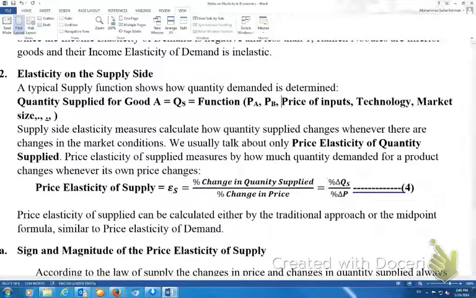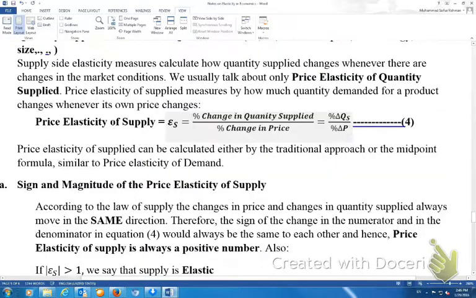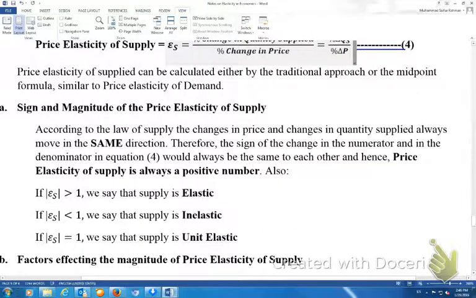So now the sign and the magnitude of the price elasticity of supply is also important. We know that there is something called the law of supply, which says that whenever the price increases, quantity supplied increases. That means that for a supply curve, the direction of the change in price and the direction of the change in quantity supplied is always in the same direction, which means that in equation number 4, the denominator and the numerator will have the same sign. As a result, the price elasticity of supply is always a positive number.